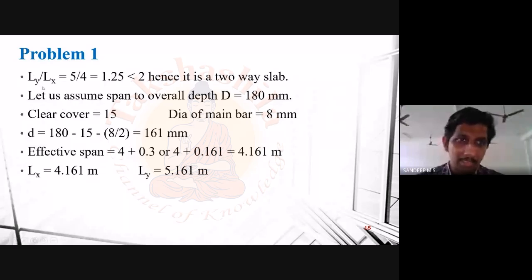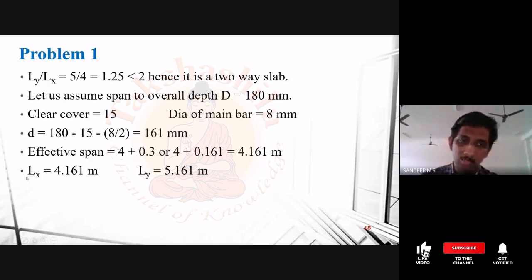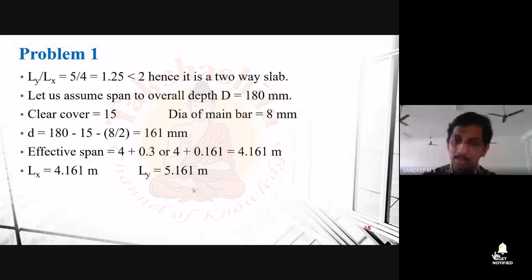Once that is done, we are calculating Ly by Lx ratio so that we can classify it as 1-way or 2-way slab, and that we have already done. We have found out the effective depth, assuming an overall depth of 180 millimeters. Then based on this effective depth, we have calculated the effective span in x direction as well as y direction. That is Lx and Ly, and it was obtained as 4.161 meters along x direction and 5.161 along our y direction.